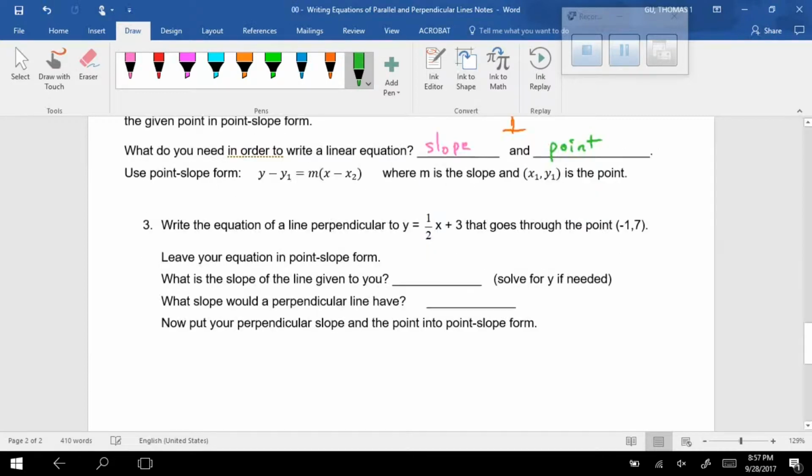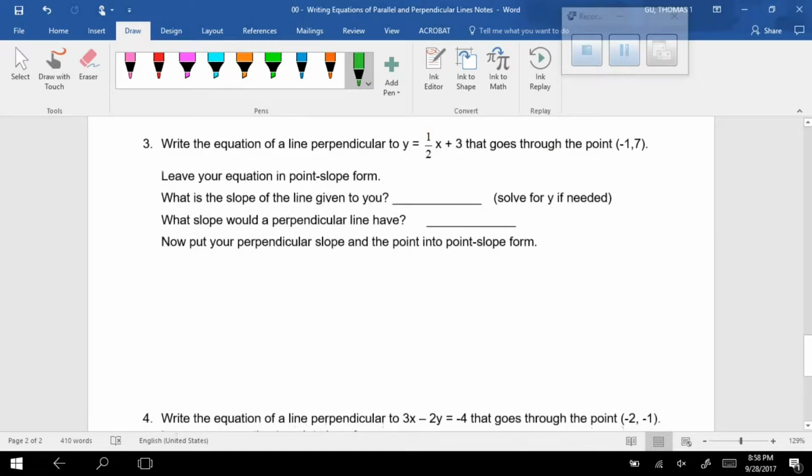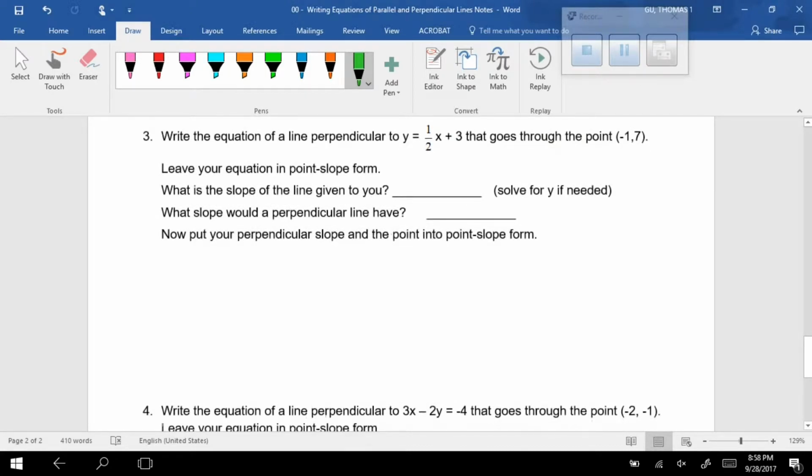So use point slope form. There it is. Remember, that's point slope form. y minus y1 equals m times x minus x1. I don't know why this thing says x2. It's supposed to be x1, okay? So where x1, y1 is your point. So let's go straight into the equation. Write the equation of a line perpendicular to y equals 1/2 x plus 3 that goes through the point negative 1, 7. Leave your equation in point slope form.